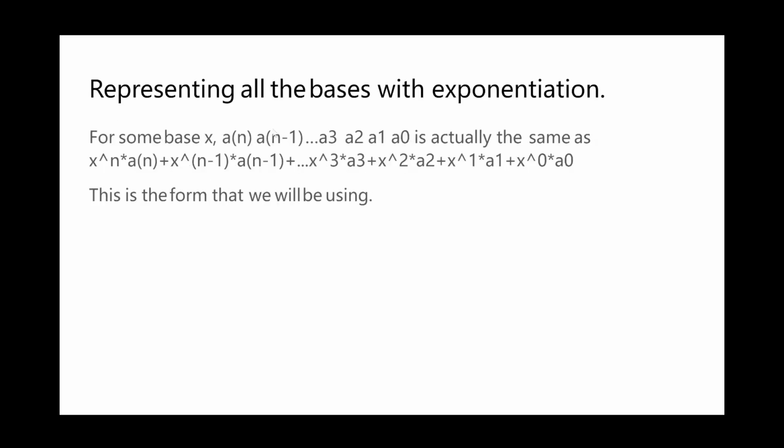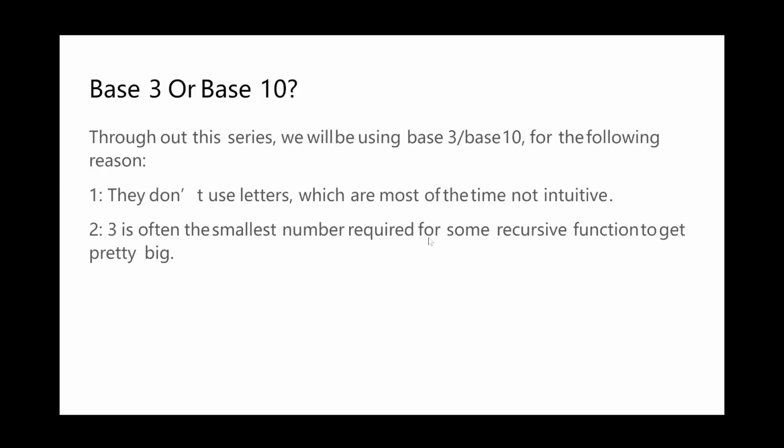So we can actually represent any base with exponentiation, right? So for some base x, a_{n-1}, ..., a3, a2, a1, a0 are its digits. This is the same as x to the n times a sub n, plus x to the n minus 1 times a sub n minus 1, and you can continue this for the whole thing. Right, and that will be the form that we're using.